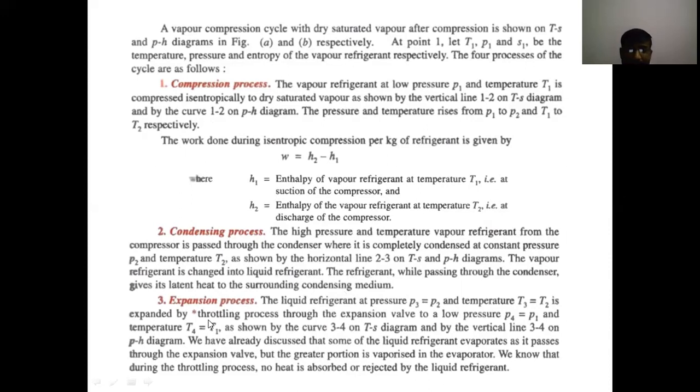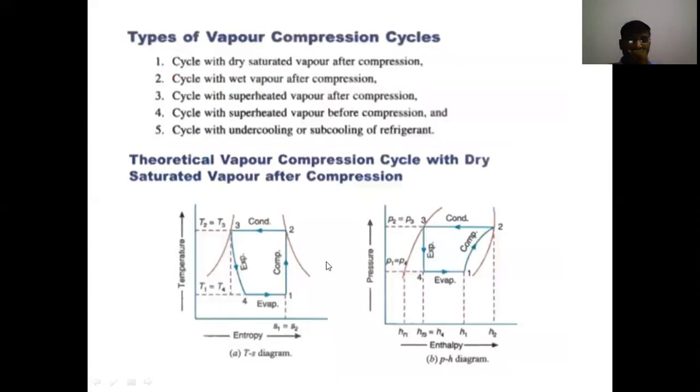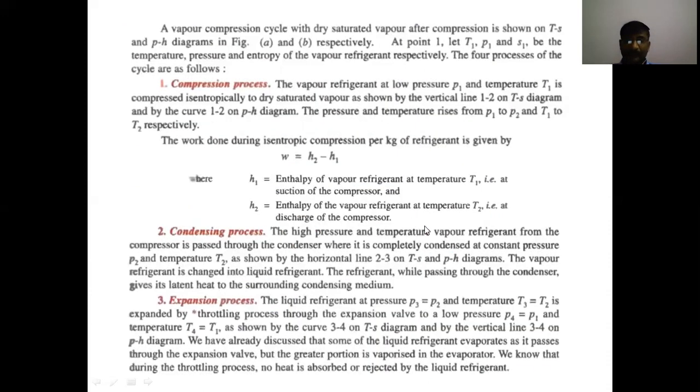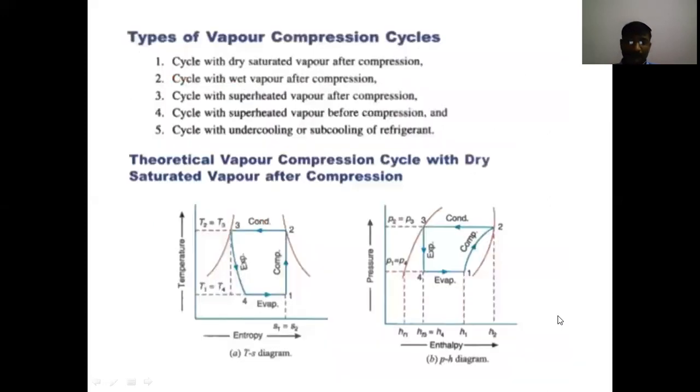Then the expansion process. Expansion occurs in the throttle valve or expansion valve, which is also called the refrigerant control valve. The liquid refrigerant at pressure P3 or P2, both are the same, enters the throttle valve and is expanded by the throttling process. This throttling process is irreversible, through the expansion valve to a low pressure P4 or P1, both are equal.